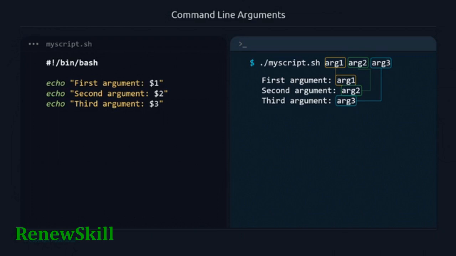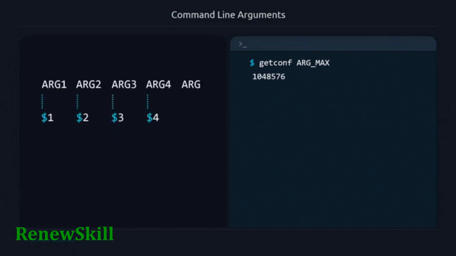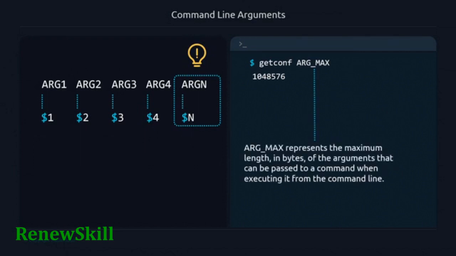In case you're wondering, the maximum number of command line arguments you can pass to a shell script in a Unix-like operating system is typically limited by the ARG_MAX constant. In this example, I'm showing how to check the value of this constant using the getconf command. This value should be roughly about 1 megabyte, which for command line arguments similar to arg1, arg2, and arg3, I think should represent about 100,000 arguments.